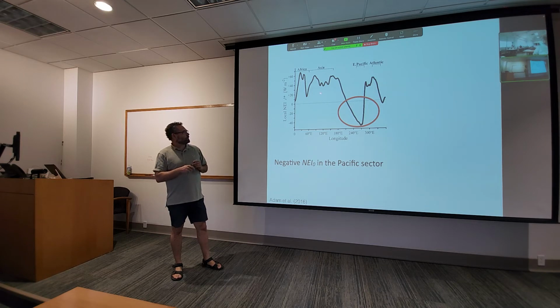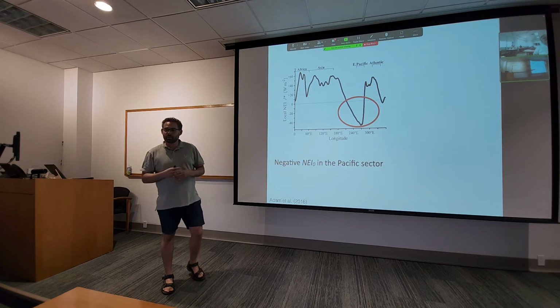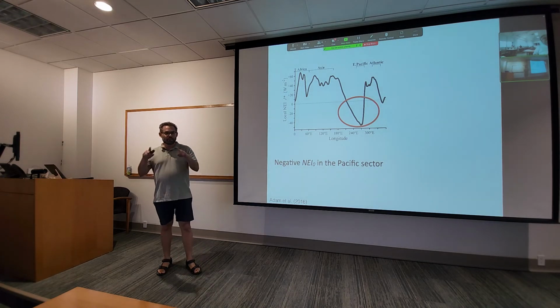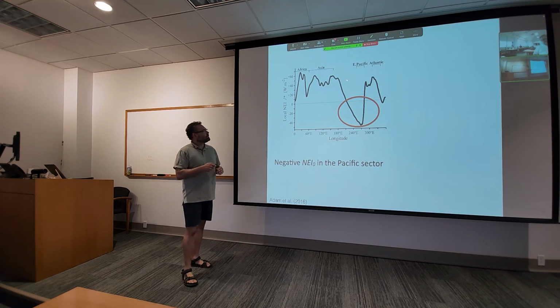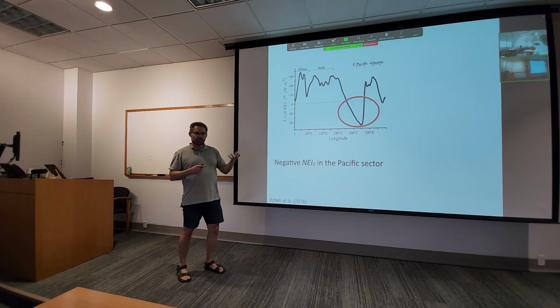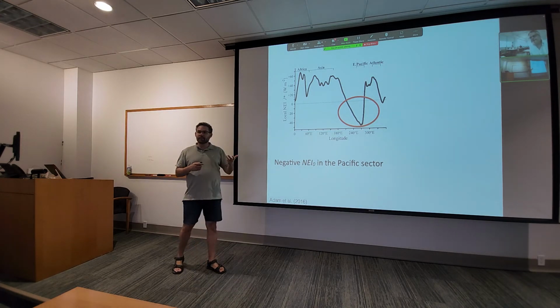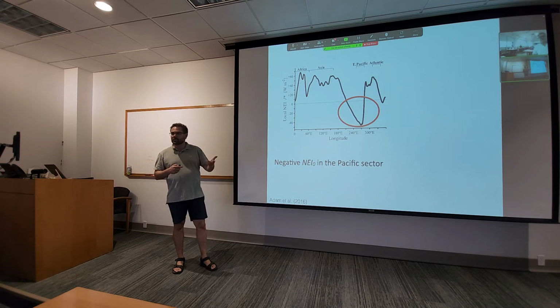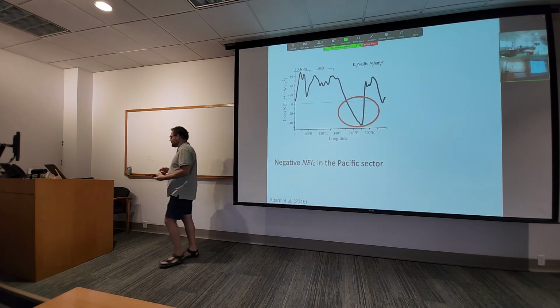So net energy input into the atmosphere is the key parameter here, where when it's negative, we would expect double ITCZs. When it's positive, we would expect a single ITCZ. And indeed, as we can see here in the Pacific and the Eastern Pacific, where the cold tongue is strongest, that's where we have a negative net energy input into the atmosphere, and that's where we see the bifurcation to a double ITCZ.